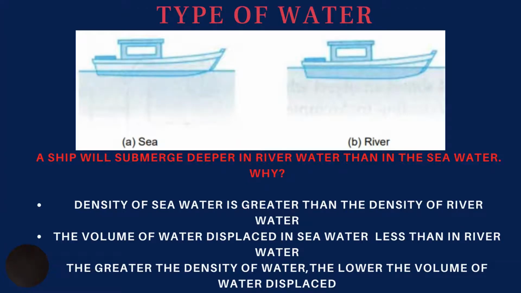Number 1, type of water. For example, there are 2 ships. One ship is in the sea water and one ship is in the river water. A ship will submerge deeper in river water than in the sea water. Why? This is because the density of seawater is greater than the density of river water. The volume of water displaced in the seawater is less than in river water. The relationship between the density of water and volume of water displaced that we can make is the greater the density of water, the lower the volume of water displaced.